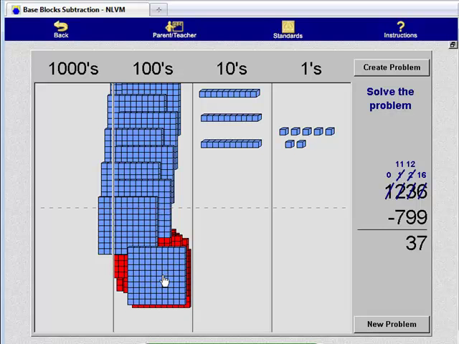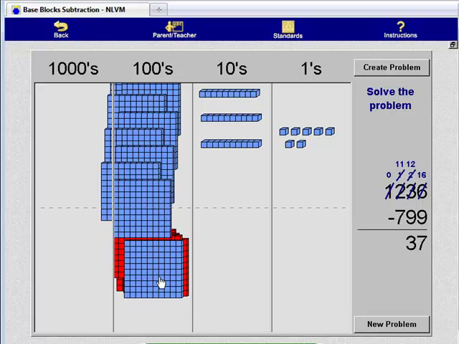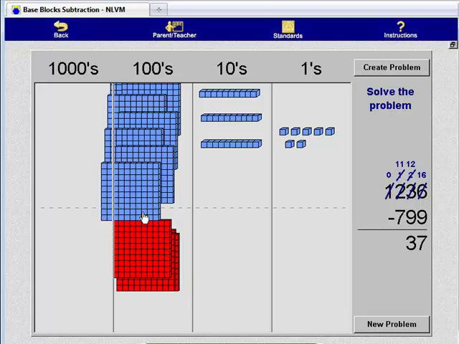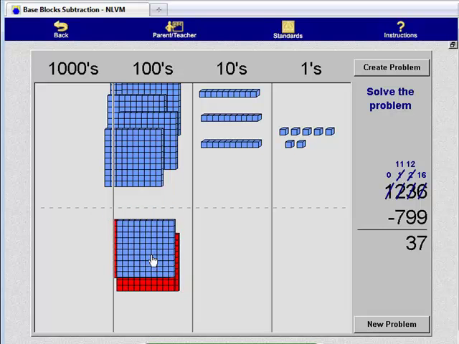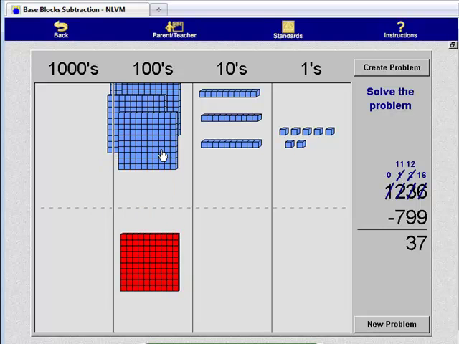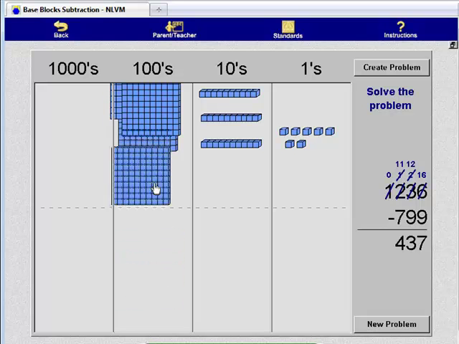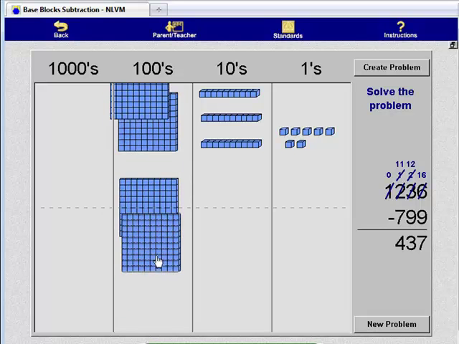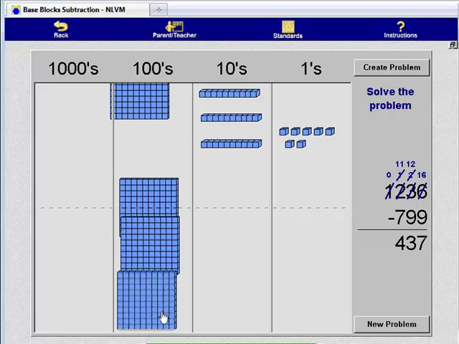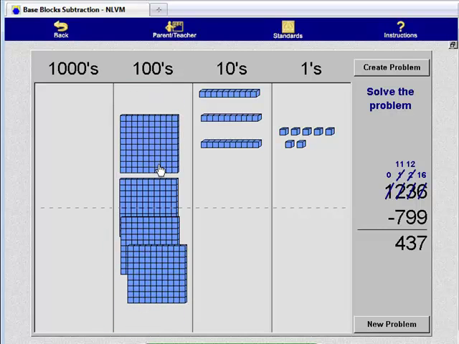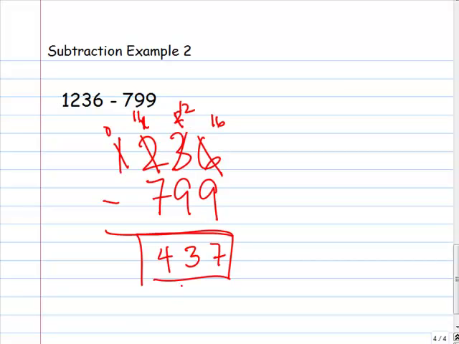So now it's a matter of working this out and dragging the blue blocks with the red blocks. And we do 7 of those until they all disappear. And how many blocks do we have left here? 1, 2, 3, 4. We have 4 blocks in the 100. So that's 437. And that's the same answer that we got when we did it by hand.